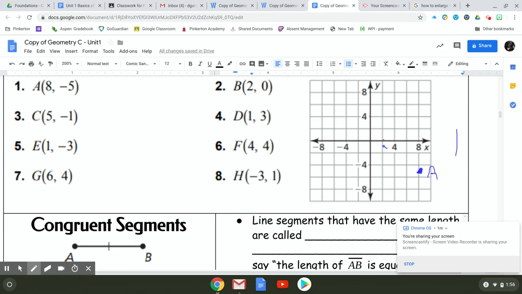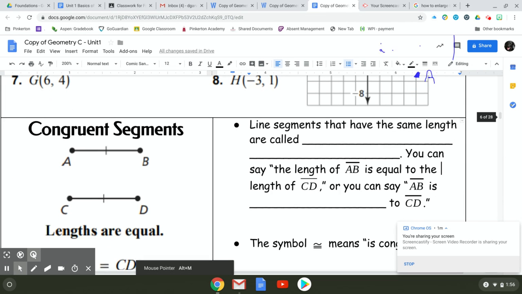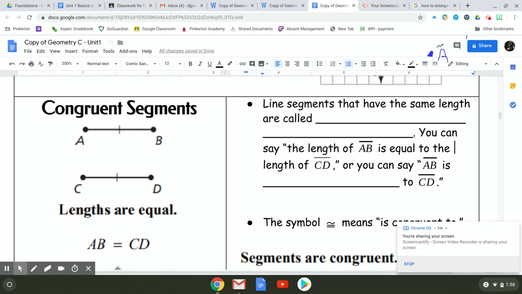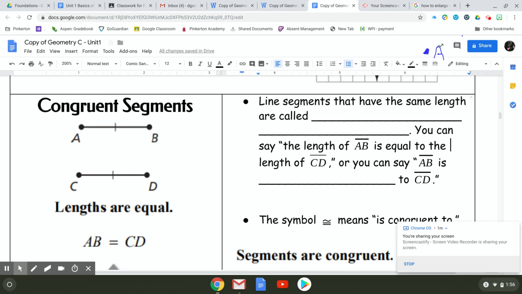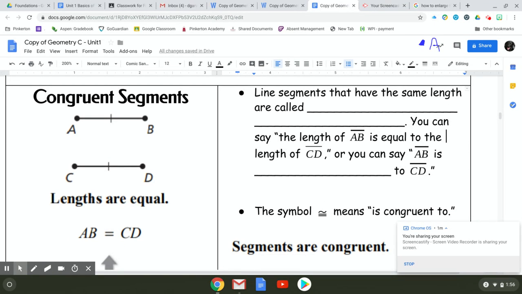So why don't you pause the video and see if you can do the rest of these. And when you're done, call me over and I'll take a look at them. All right, how'd you do on that? All right, let's take a look at now some of the notes for this next section.